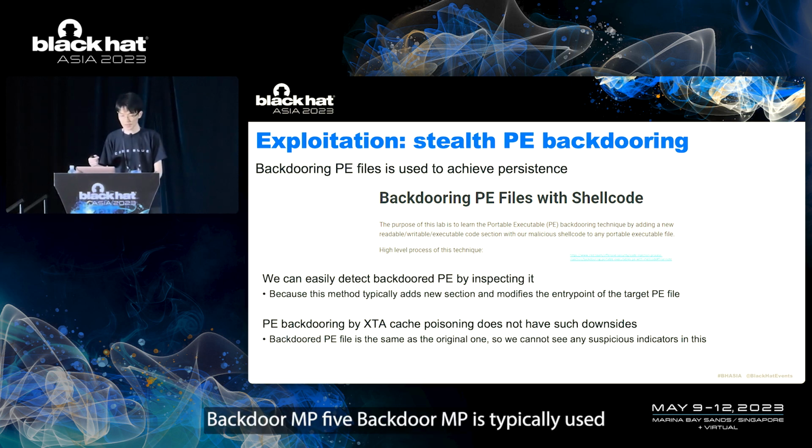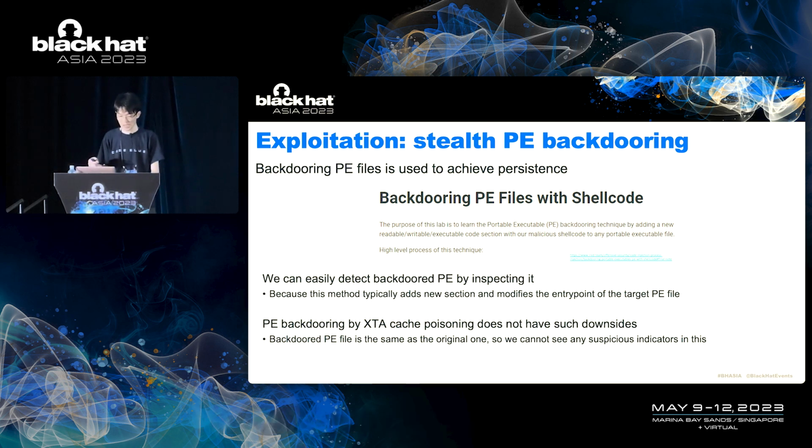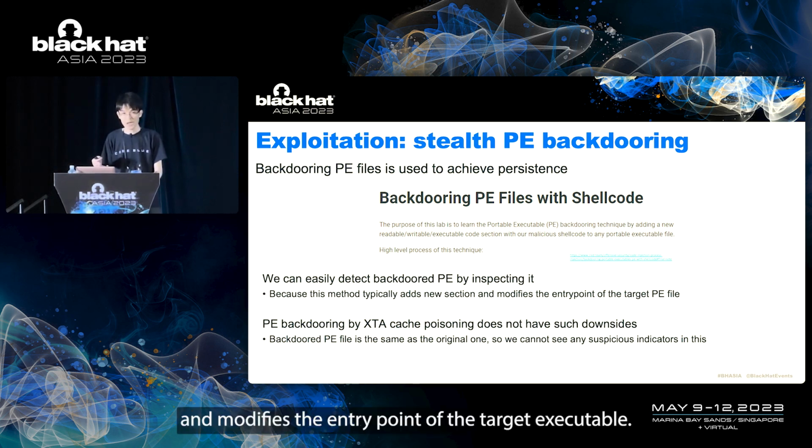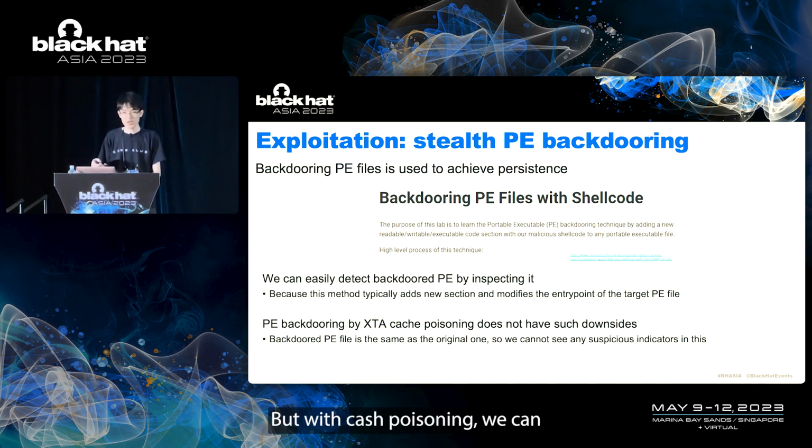Backdoor PE is typically used for achieving persistence, but this technique can be easily detected by inspecting the modified executable, because this technique typically adds a new section and modifies the entry point of the target executable. But with XTA cache poisoning, we can backdoor PE more stealthily because the target executable does not change.